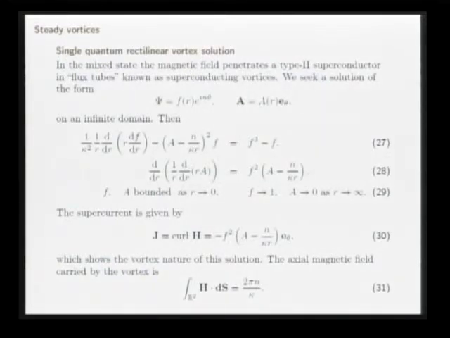The supercurrent is given by curl of H, which is this guy here, so that ends up being minus F squared times A minus N over kappa R, and again, it's in the azimuthal direction, so in the theta direction. And that shows you that you're getting the vortex. This is why these are called vortices.